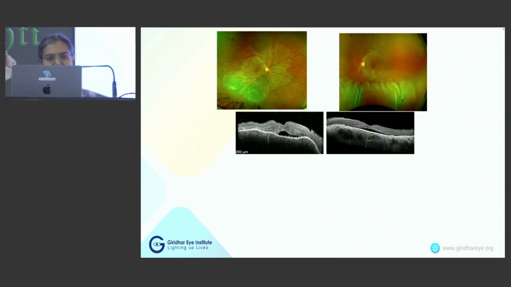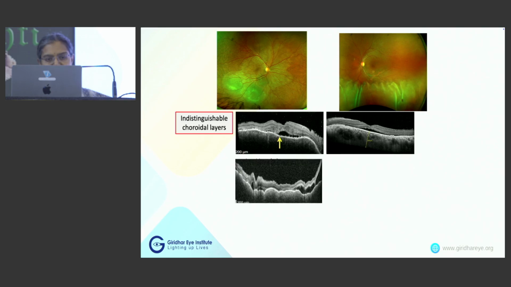So I'm showing you two cases, only the one eye with significant fluid not only in the posterior pole but also inferiorly. OCT is showing SRF somewhat similar with a thickened choroid. But here the choroidal layers are indistinguishable.